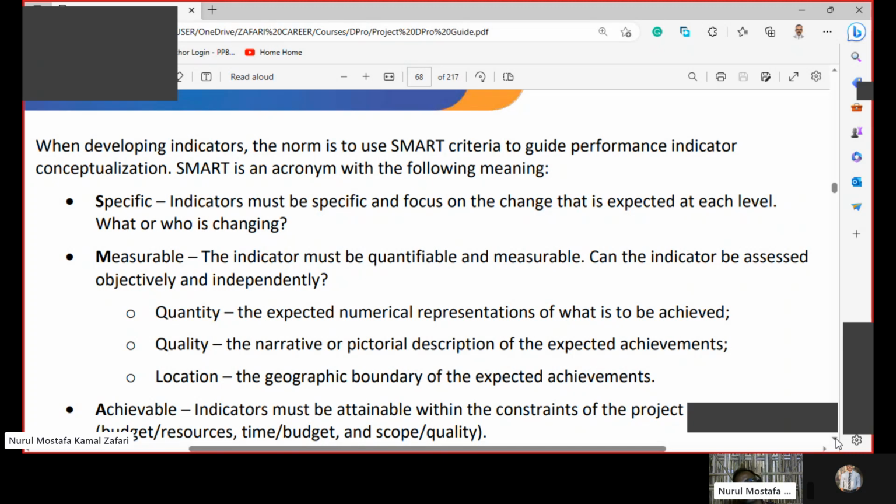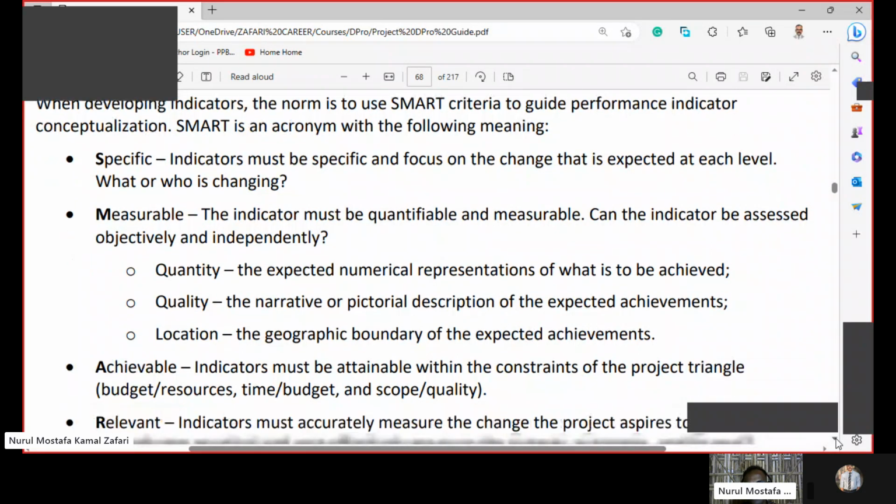Achievable, indicators must be attainable within the constraints of the project triangle. We talked about the project three constraints earlier. So the constraints are budget or resources, cost, time, budget, scope, quality. So these are the constraints.